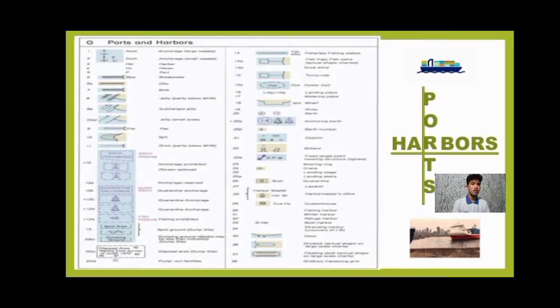Abbreviations like ANCH for anchorage, for both small and large vessels, HBR, which stands for harbor, HN for haven, and P for port.